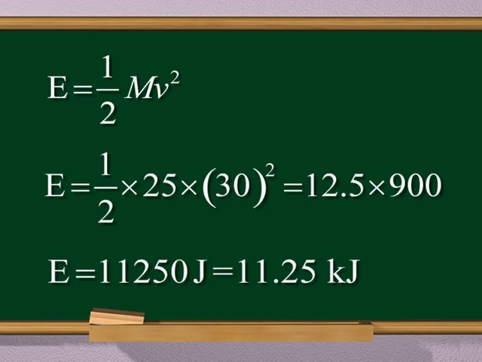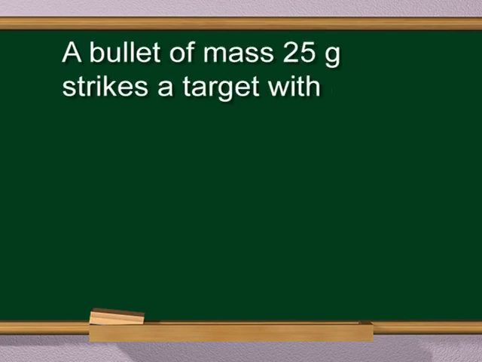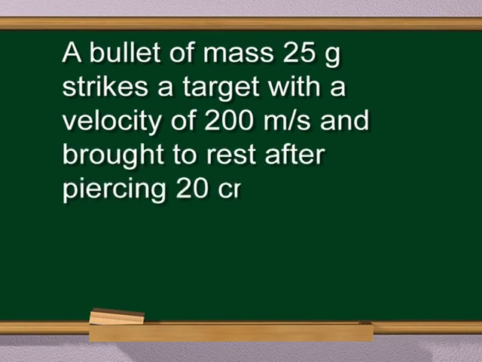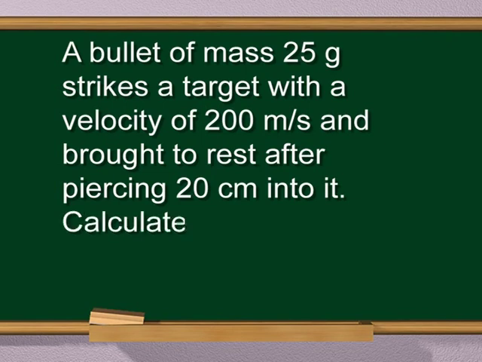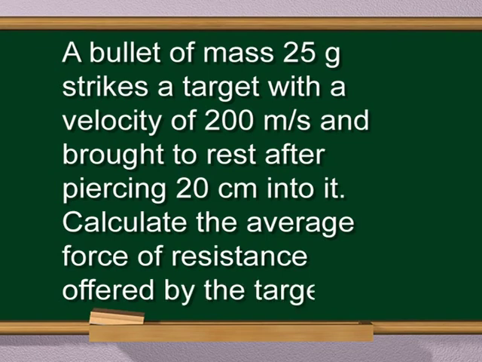Now let's solve another problem. A bullet of mass 25 gram strikes a target with a velocity of 200 meters per second and is brought to rest after piercing 20 centimeter into it. Calculate the average force of resistance offered by the target.